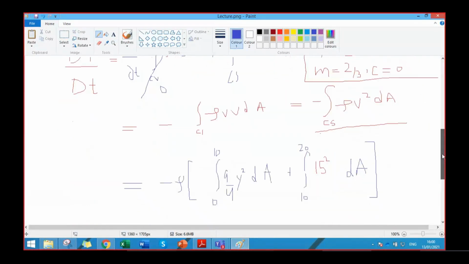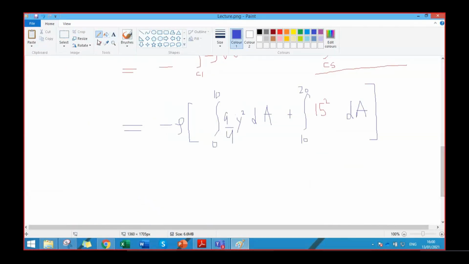Now the next question. How to solve this dA? Because we consider this dA, this would be a double integral, right? This should be dx into dy, and this should also be dx into dy. So how to solve this integral?